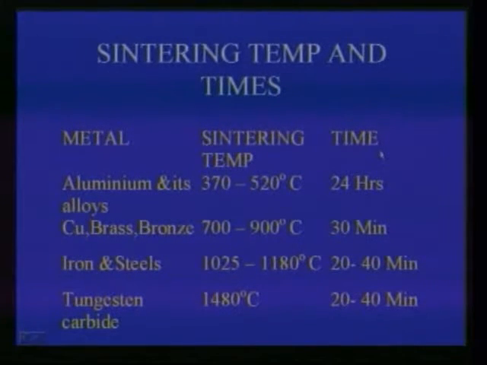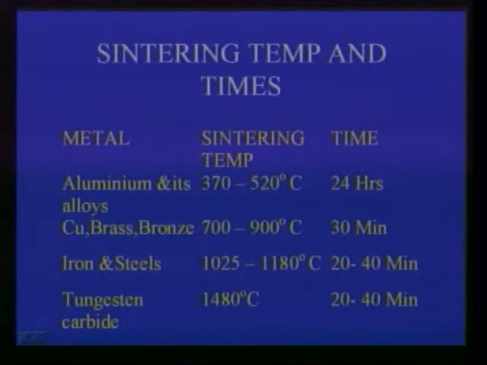Now we see the sintering temperature and times of different metals. As we discussed, sintering is affected by sintering temperature as well as time. For aluminum and its alloys, the sintering temperature lies between 370 to 520 degrees centigrade. The sintering time is approximately 24 hours.